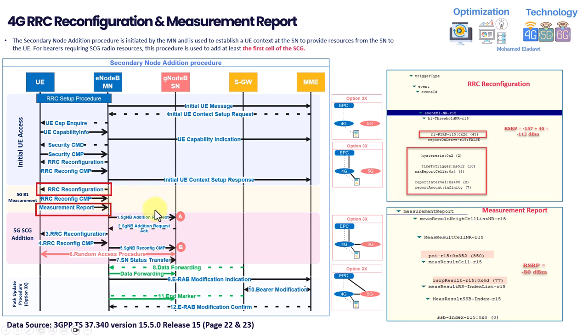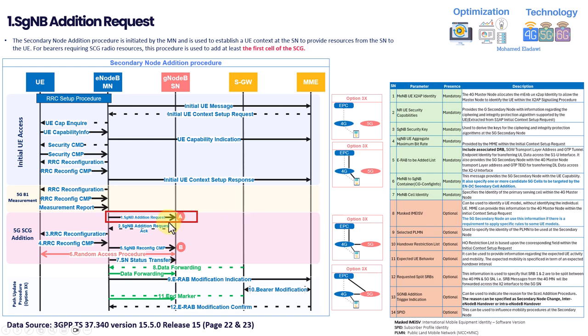So the next step: the unit B will forward the SGNB addition request to the other unit B, which starts adding the SGNB. So let's see what kind of contents we have in this SGNB addition request. Moving forward here, as you can see, this is also a 3GPP table.